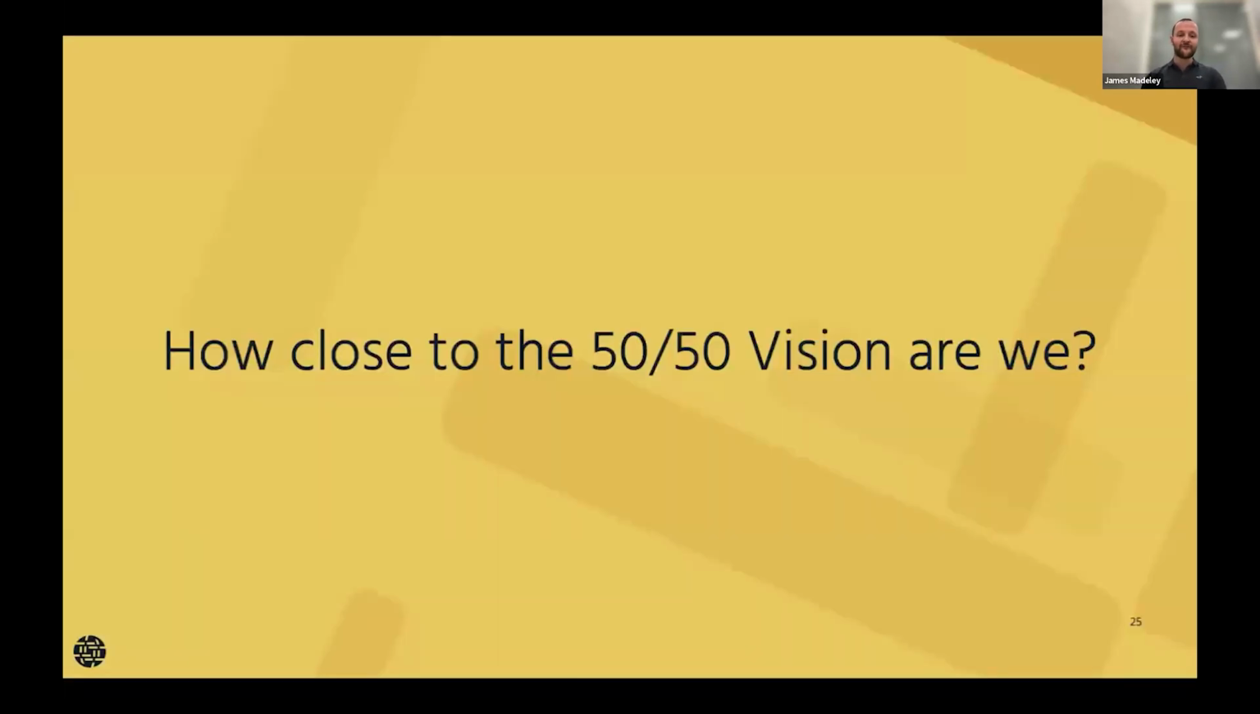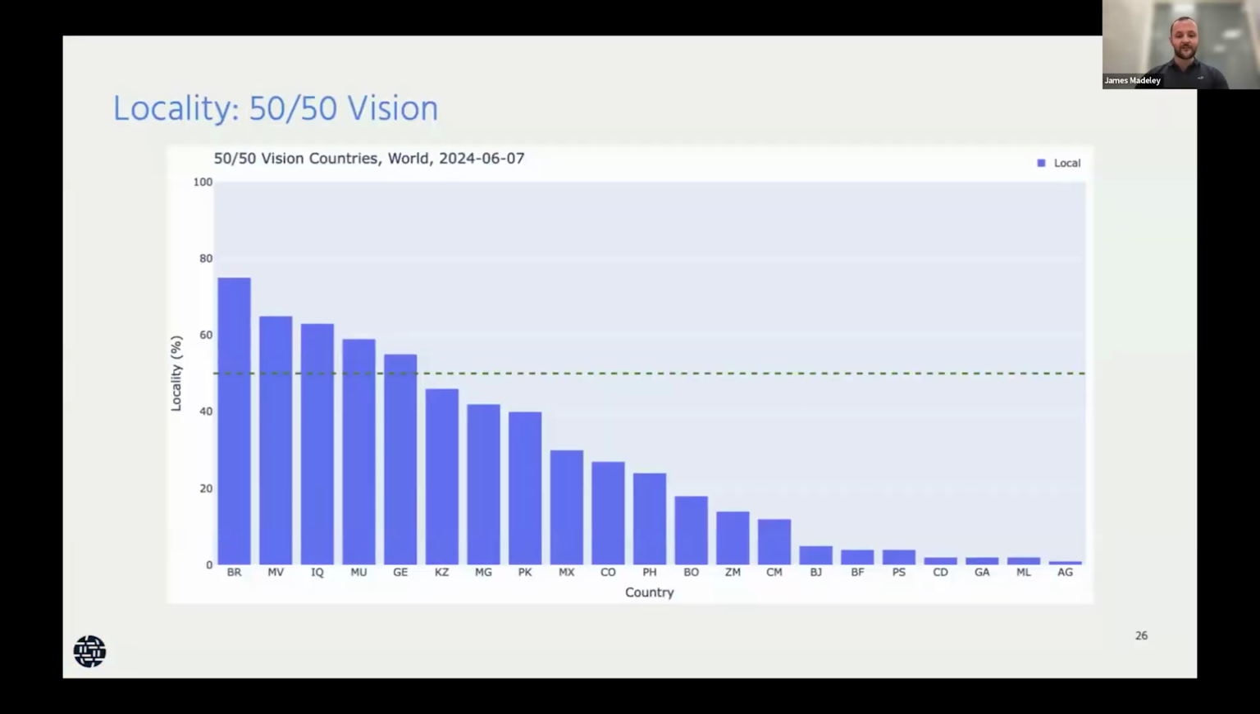So the real question is, how close to the 50-50 vision are we, and how much work is left to do? As I mentioned earlier, there's a selection of 28 countries that were chosen by the Internet Society to start looking at the locality problem. And this is the locality of each of those countries. So as we can see, this green horizontal line in the graph is the 50% locality that we're trying to achieve by 2025. And you can see not many countries have achieved that. If we consider a percentage, 24% of the countries here have achieved this 50% locality.